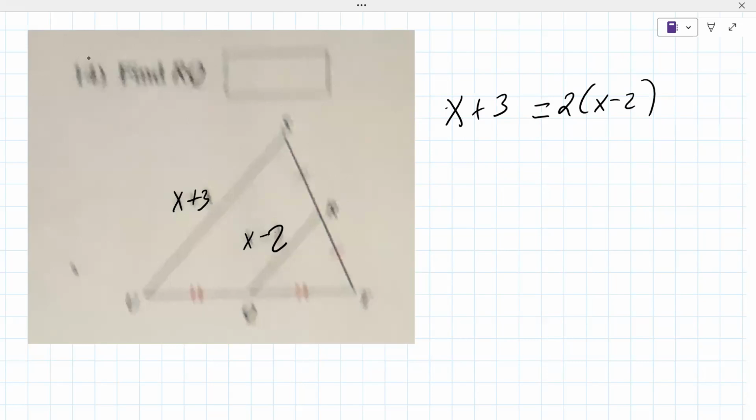X equals 7. Okay, let's try it here. So that's 10, that's 5. They want RQ, so looks like they want the fiver, that middle one there.